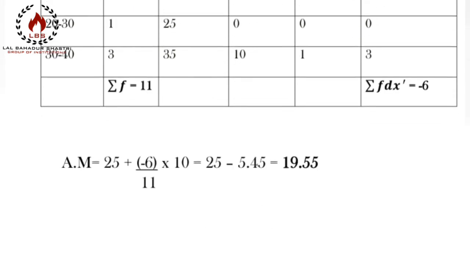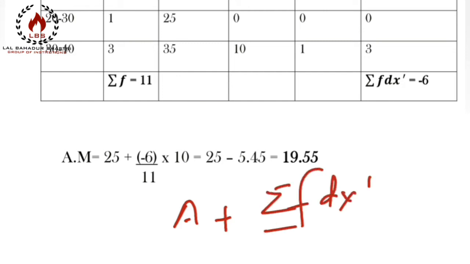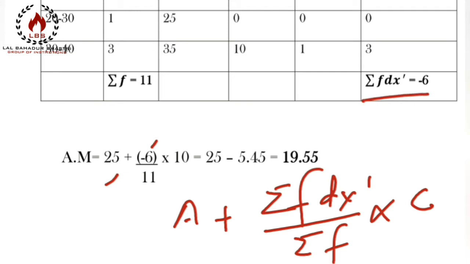Now we have to put these values in the formula. The formula will be A, that is the assumed mean, plus sigma f dx dash divided by sigma f, multiplied by I, or you can call it c, that is the common factor which we have taken in the table. So A, that is assumed 25, minus 6, that is sigma f dx dash, divided by 11, that is sigma f, multiplied by 10, that is the common factor.